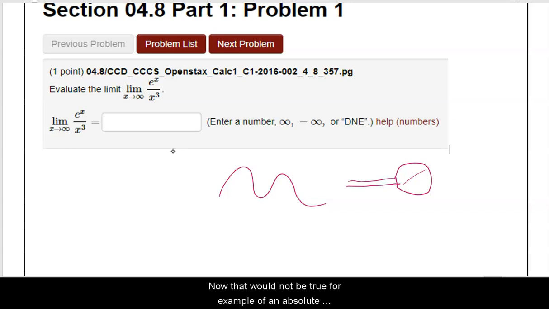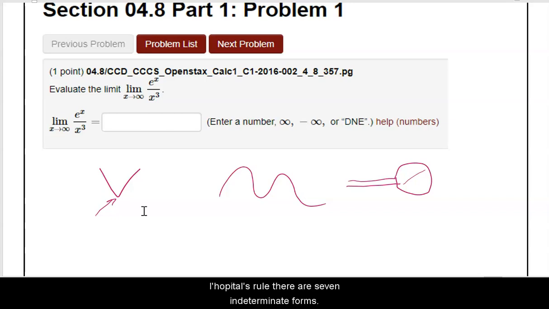Now that would not be true, for example, on the absolute value function, because if you were to look at that point right there, it wouldn't matter how close you got with that magnifying glass, it would still be a corner, all right? So that's why L'Hopital's rule requires the functions in the numerator and denominator to be differentiable. And differentiable then, of course, means they have to be continuous, because if you're differentiable, you are continuous. So provided we have that, we can apply L'Hopital's rule.